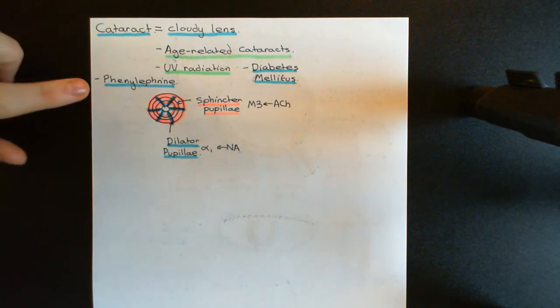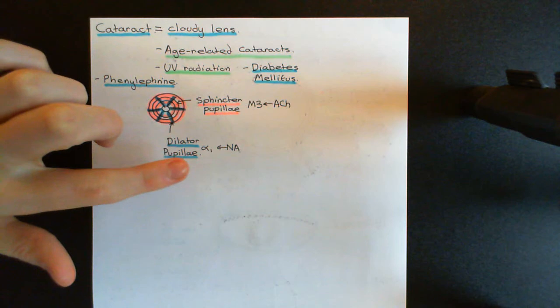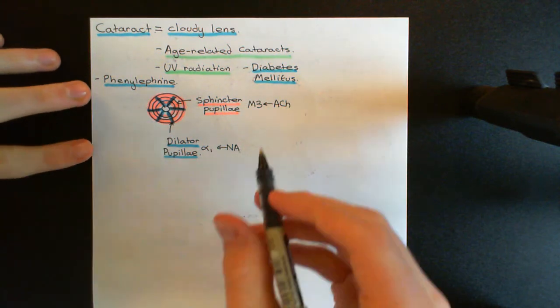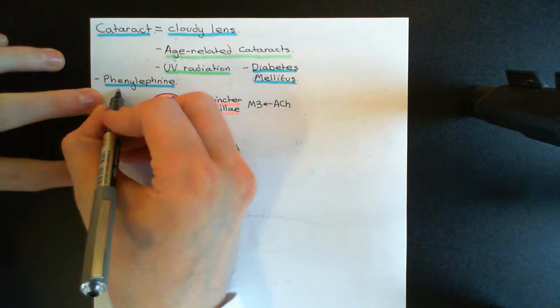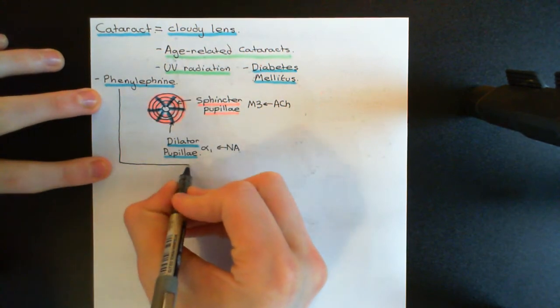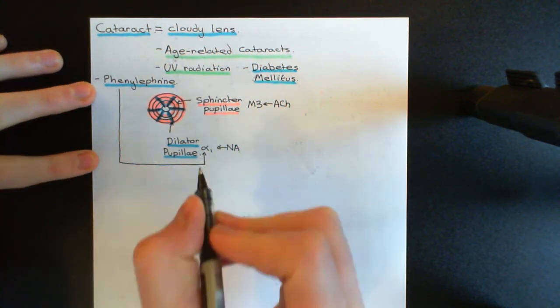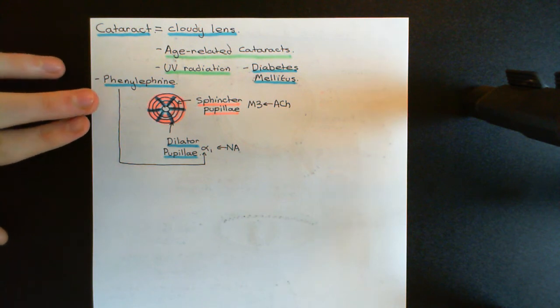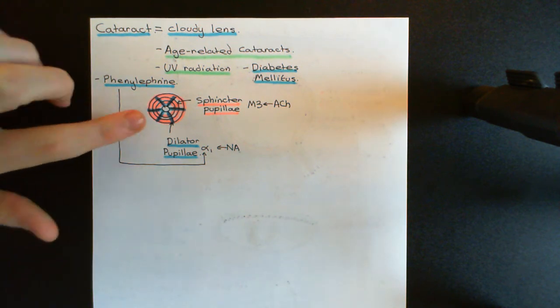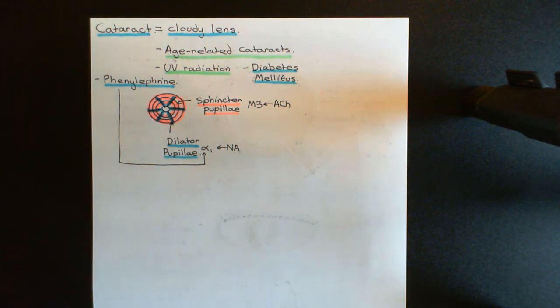Okay, we are going to give a drug which is an agonist for alpha-1 receptors, but which will not activate the M3 receptors on the sphincter pupillae muscles, and that is phenylephrine. So phenylephrine will activate the alpha-1 receptors on the dilator pupillae smooth muscle cells, causing them to contract, and that will cause dilatation of the pupil. So initially we give phenylephrine as an eye drop, which will end up causing pupillary dilatation. Okay, so that's the first step.